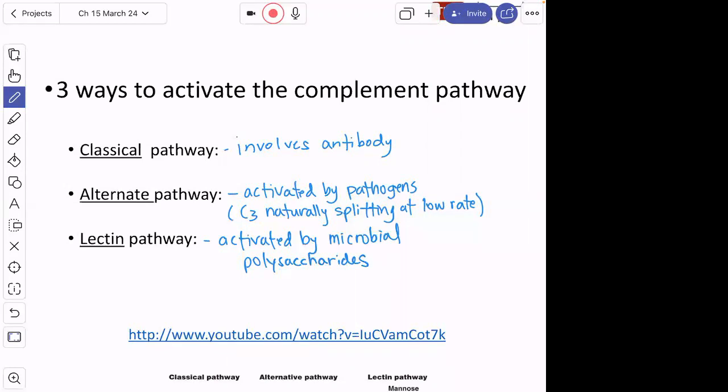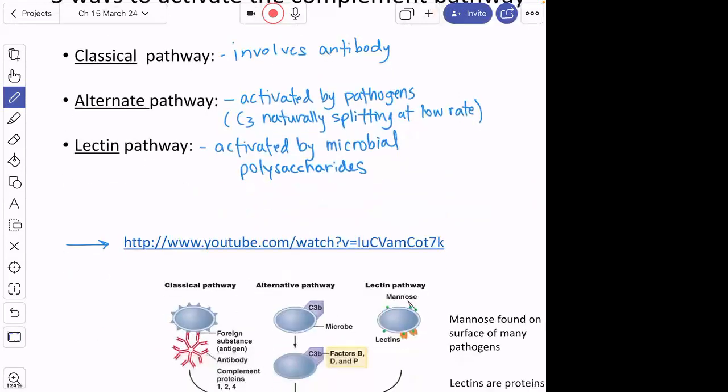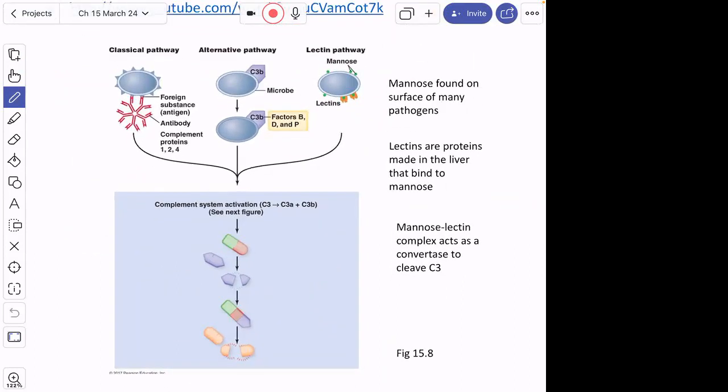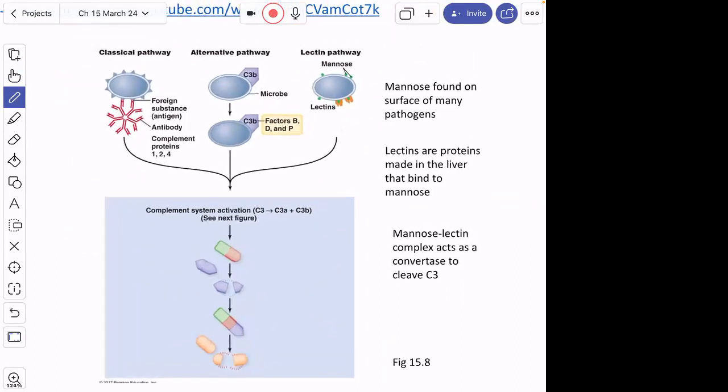Okay, so this is another YouTube video. It's called Help Hippo, I think it's called. It's another drawn animation that just kind of sums up complement. And they talk really fast, but if you watch it a couple times, it will make sense. So this is your book's figure that kind of sums up those different activation pathways.